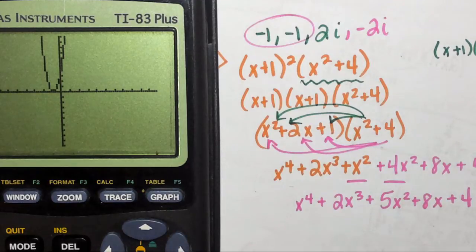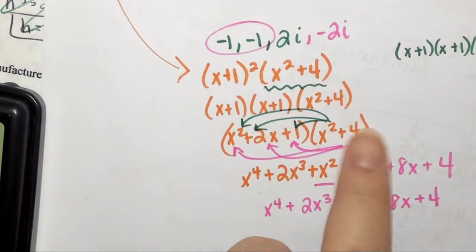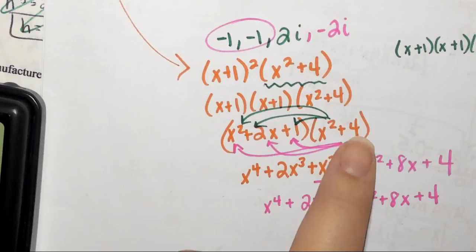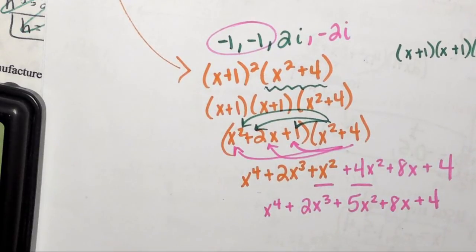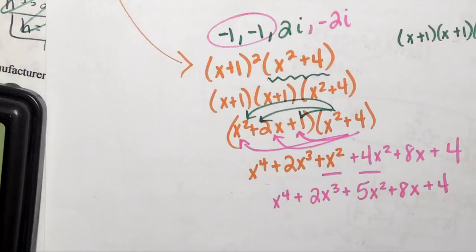Where did I get 4x squared from? Okay, I did 4 times x squared got 4x squared, 4 times 2x got 8x, 4 times 1 got 4. Are there any other people who want to be brave and ask me about something about my math? Okay, I'm going to stop talking, but you could figure out 5 the same way.